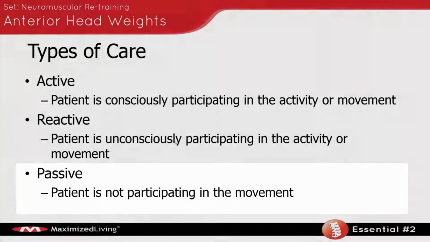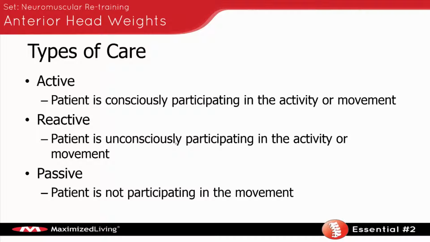Now, with reactive care, we really only have one version. That's going to be body weighting. Body weighting is going to be the most effective form of us doing reactive care. What makes our care so powerful is that we're going to have active, reactive, and passive care. They're all needed. I'm not saying one is better than other.